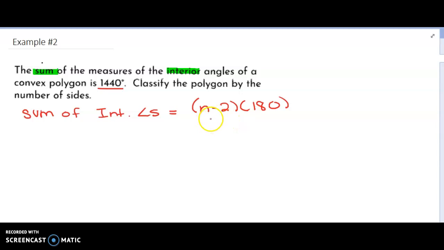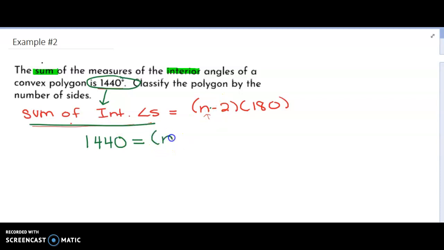The difference is before we had the n and we didn't know the sum, but now we know the sum and we don't have the n, but we're going to treat it the same way. So we're going to substitute. We know that the sum is 1440, so I'm going to substitute 1440 for the sum of the interior angles. So 1440 equals, I don't know my n still, n minus 2 times 180. Notice I only have one variable, so I can solve it.